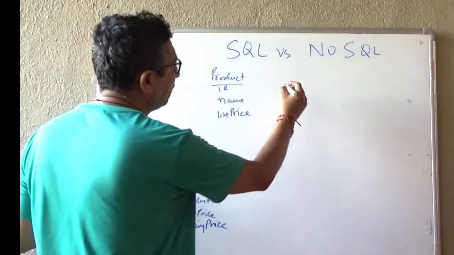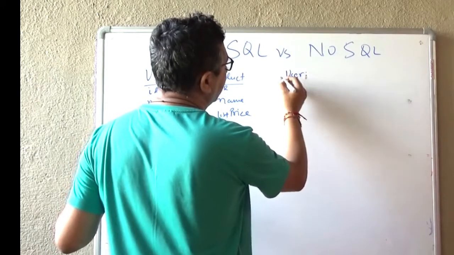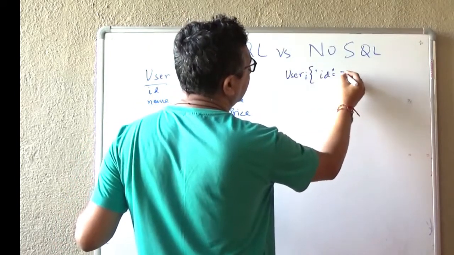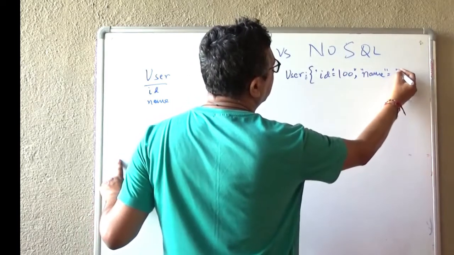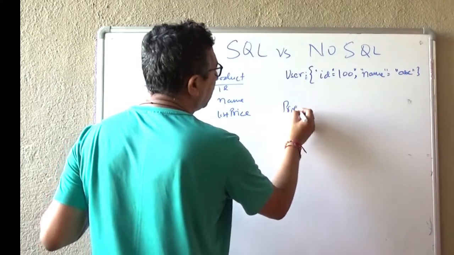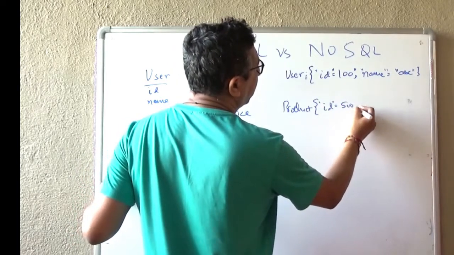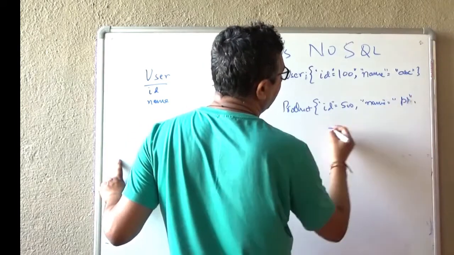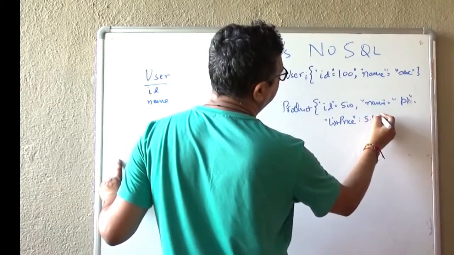So what would happen is that in the SQL world it would look something like this. The user would be ID equal to, let's say, 100, name equal to ABC. And how the product looks like: let's say ID 500, name P1, and list price, let's say 5.43.